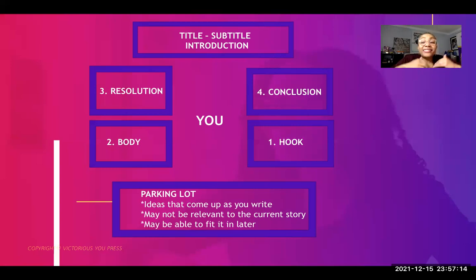However, if it is not relevant to the story, if it doesn't make or break the story, and it's merely one small incident that really doesn't impact the story, you don't have to put it in at this time.